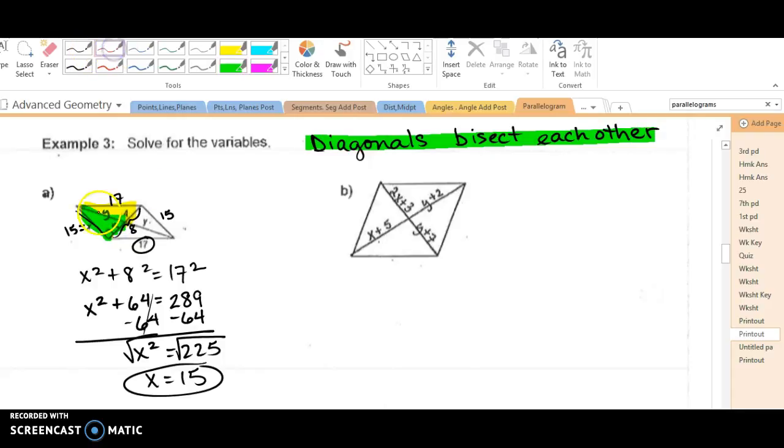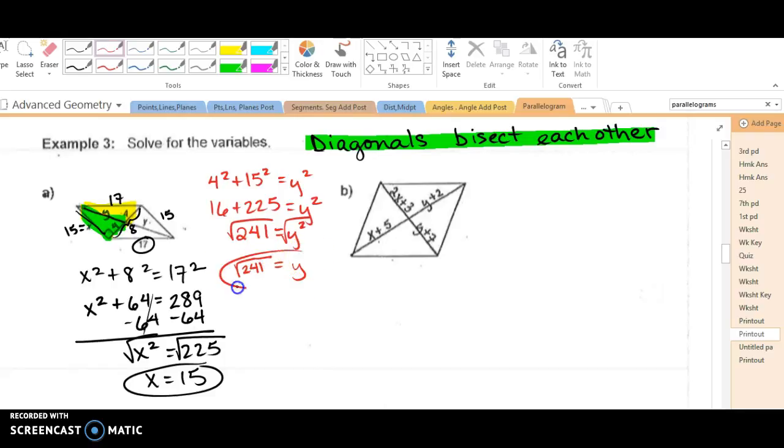This time, let's see, my hypotenuse is y. I have 4 and 15 for the other two sides, so 4 squared plus 15 squared equals y squared. So 16 plus 225 equals y squared. That's 241 equals y squared, or y equals the square root of 241. And 241 is prime. That doesn't break down, and so you're done with that problem.